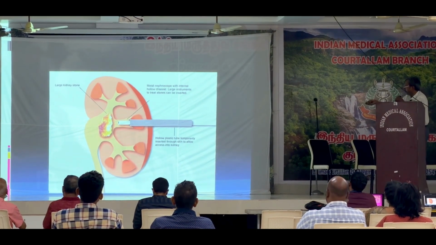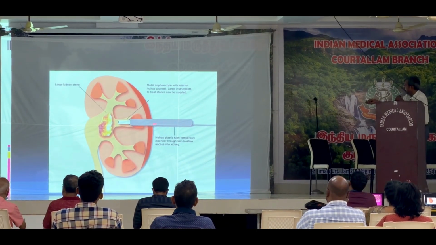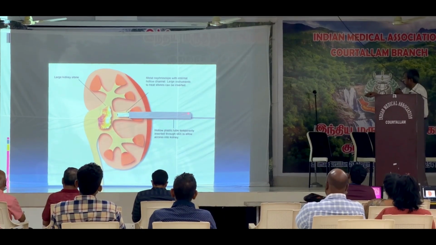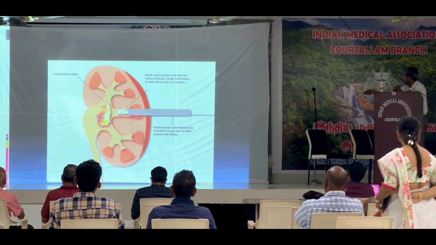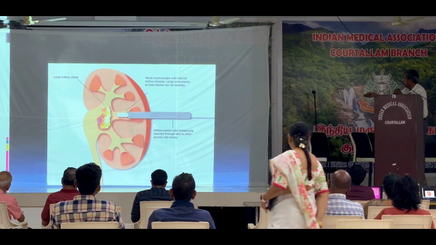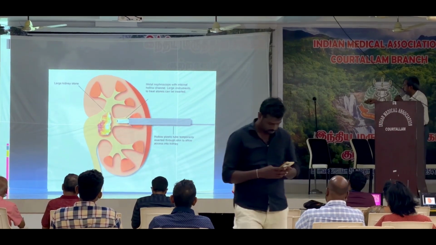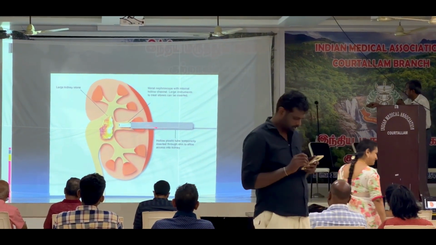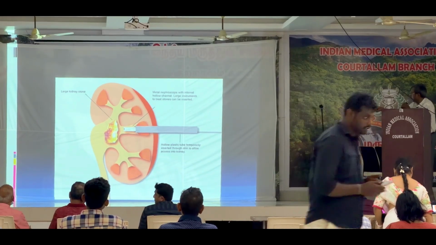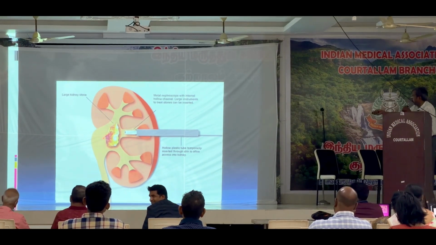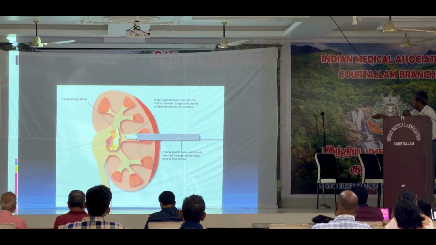This picture shows percutaneous nephrolithotomy. That is, we access the kidney through the skin, puncture the parenchyma, and enter the pelvicalyceal system. Then we dilate the system and put in a sheath to prevent bleeding from the renal parenchyma. Then we pass a scope, break the stone and remove it through the sheath.